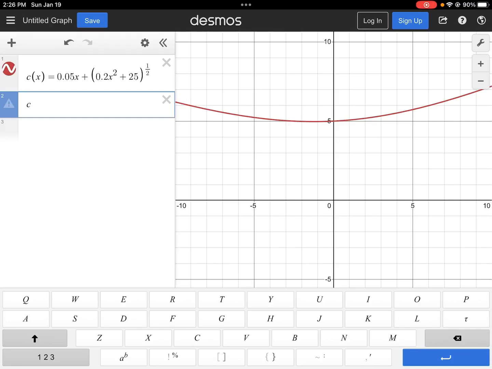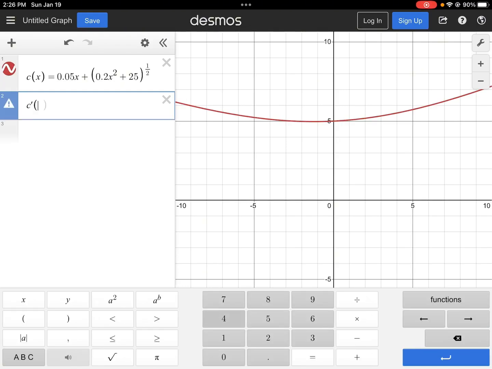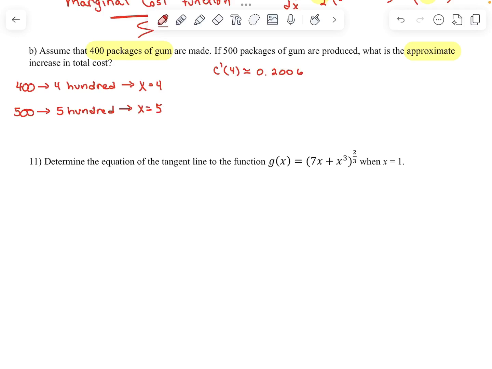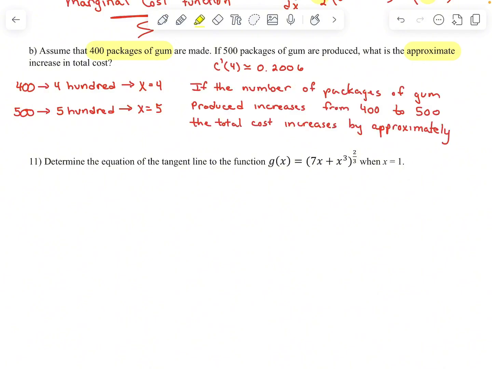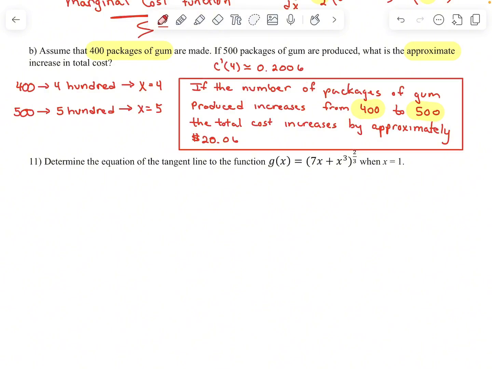So we have C prime of 4, and that is approximately 0.2006. Now remember that cost is in hundreds, so we have the following. If the number of packages of gum produced increases from 400 to 500, the total cost increases by approximately $20.06. And we are done.